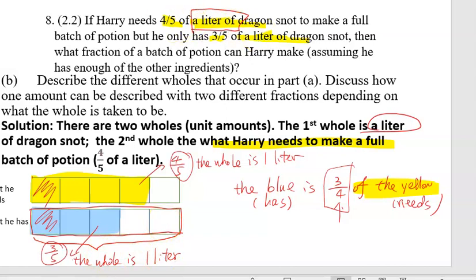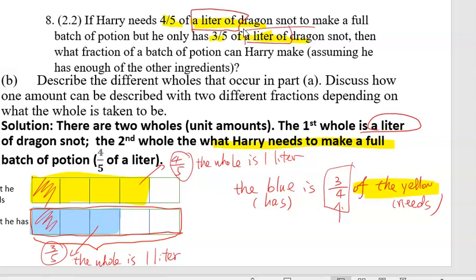That's the whole for the 2 fractions given. But the answer we got, which is 3/4, that's the 3/4 of what's needed, and this fraction, the answer 3/4, actually has a different whole. It's not 3/4 of a liter. It's 3/4 of the yellow part.